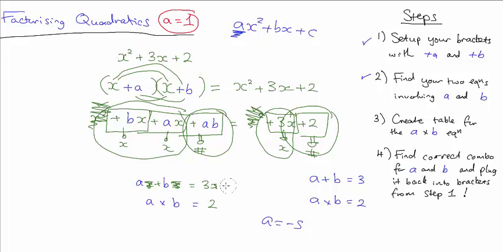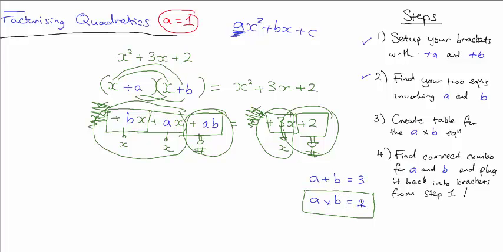Great. Now you've figured out your equations, and hopefully that makes sense. The next thing I say is you want to create a table for this equation. It's always going to be A times B equals that last number, always. It doesn't matter if A equals 1, A equals 5, A equals whatever. This one is the one that really changes from problem to problem.